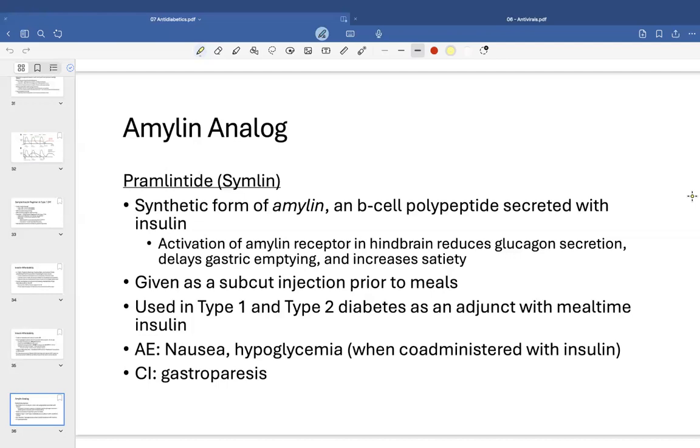Not a major player in diabetes management nowadays, but again, it's one of these other products that is based on a pancreatic hormone, specifically amylin. So basically, it's an analog of amylin.